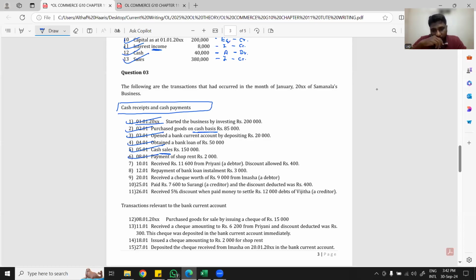Next one. Received 11,600 from Priyani, a debtor. Discount allowed is 400. So we are receiving money, and our cash asset is increasing, so cash is debit. The debtor is giving us money, so we have to reduce the debtor balance. That debtor asset is decreasing. Asset decreases credit. Cash debit, Priyani credit.